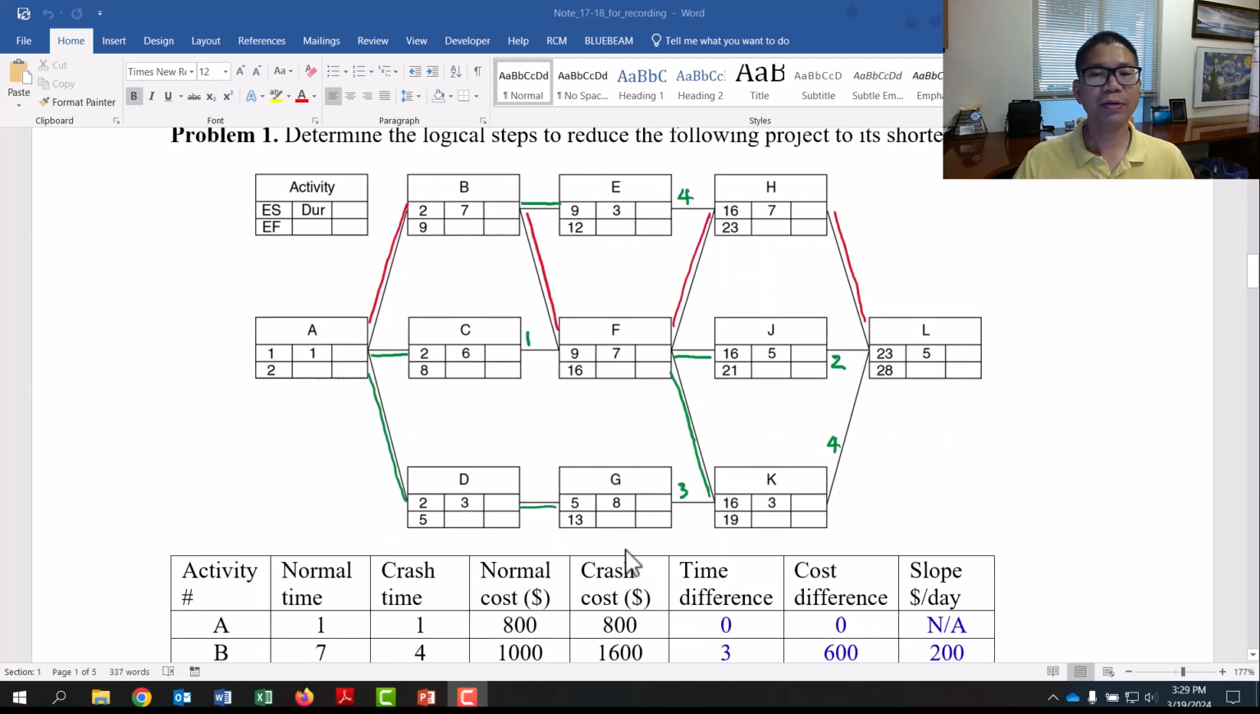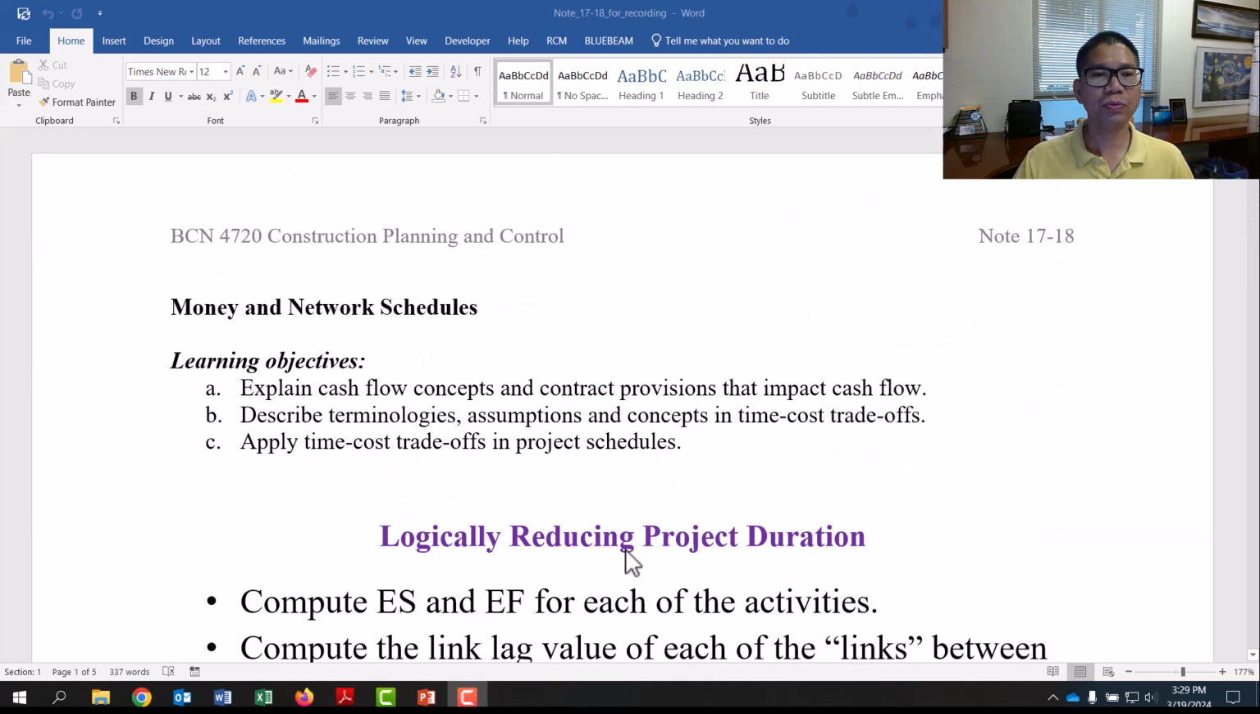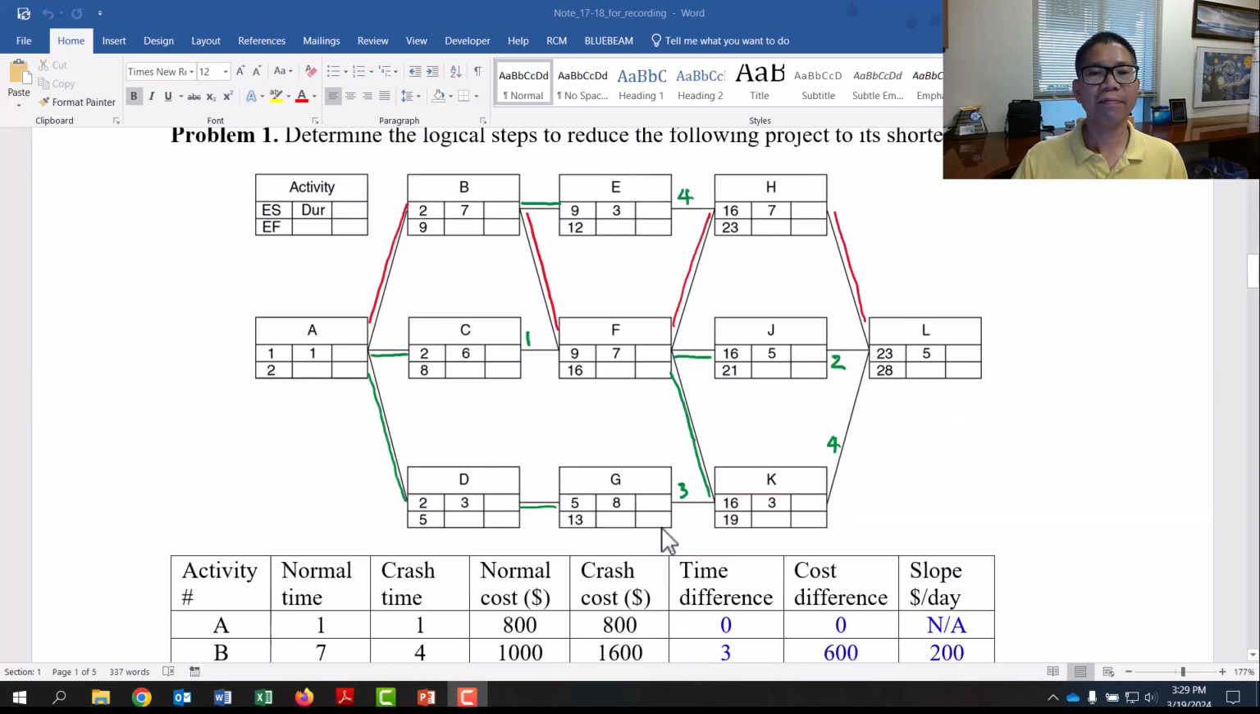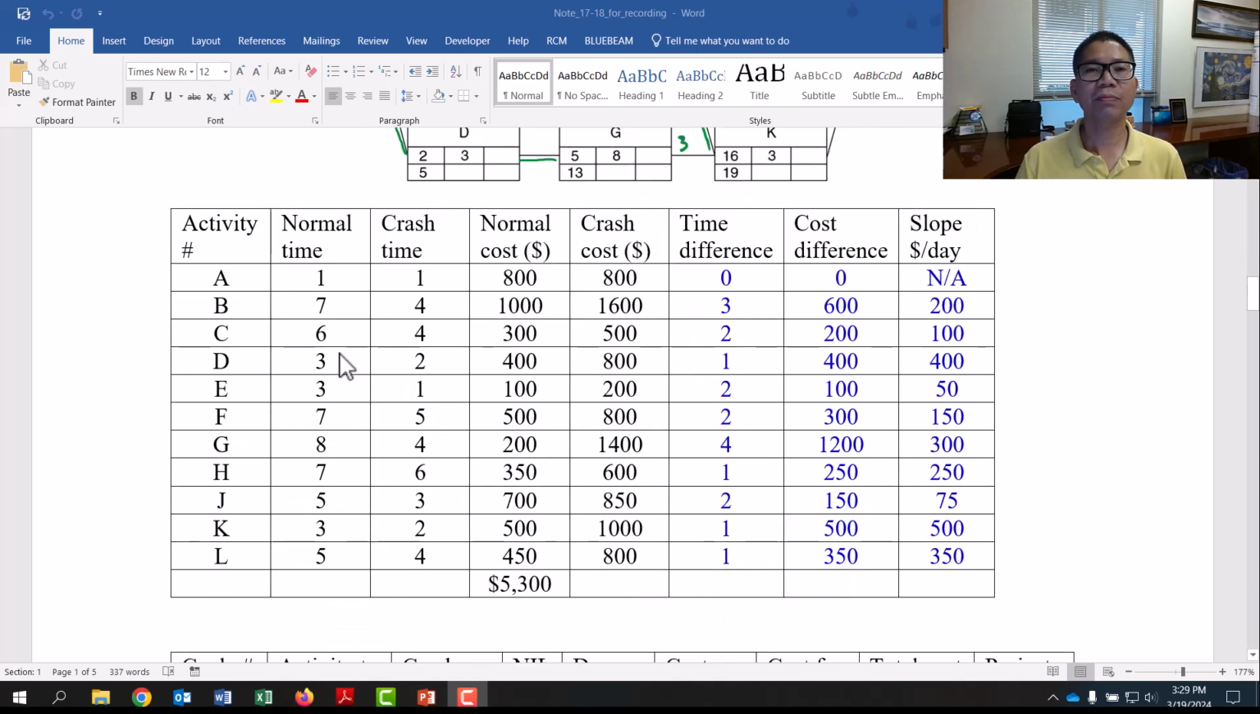this problem. The objective is to apply the time-cost trade-offs in project schedule. So in problem one, you have a network and they already give you early start and early finish of each activity. If they don't give you, you can go ahead and calculate that with your knowledge of the critical path method. They also give you a table with the list of all the activities from the network, the normal time for that activity, and the crash time.